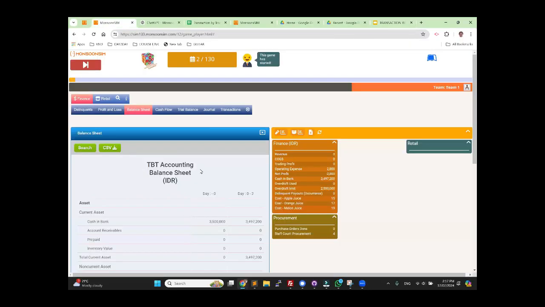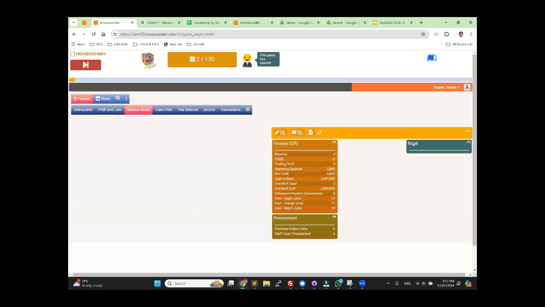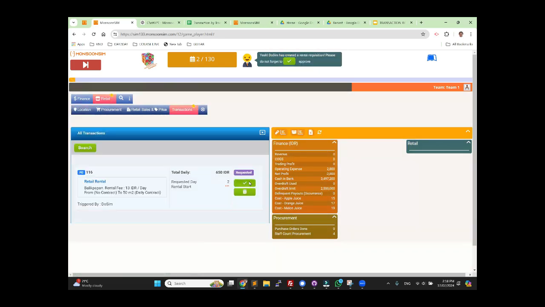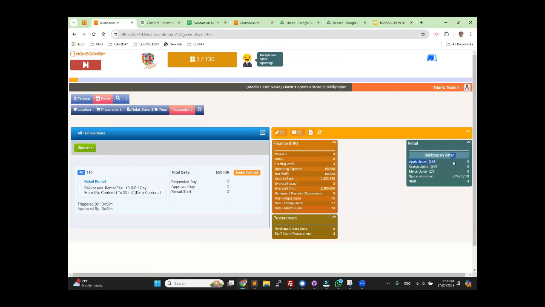Now, how do you simulate recruitment? So in MonsoonSIM, when you start up with a retail store, you need to recruit them. Yeah. So let's go to retail store and rent a space, for example. So I'm going to go to Balikpapan and rent a space. Okay. Then I'm going to click 1 day, and then you will see that I have a retail store called Balikpapan who's already under contract. Okay. So I'm beginning to pay 650 rupiah per day, right? For renting this store. And I have 4 staff here. Okay. And this is my recruitment staff.